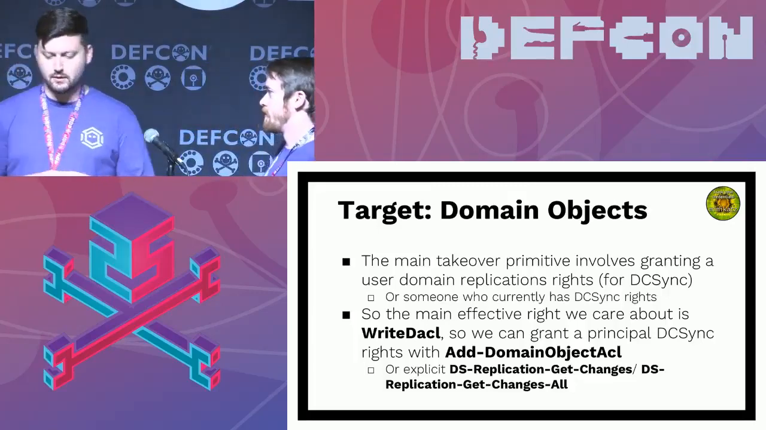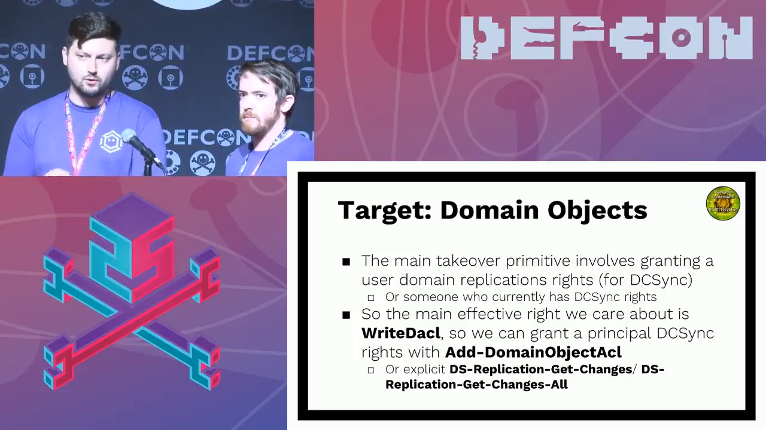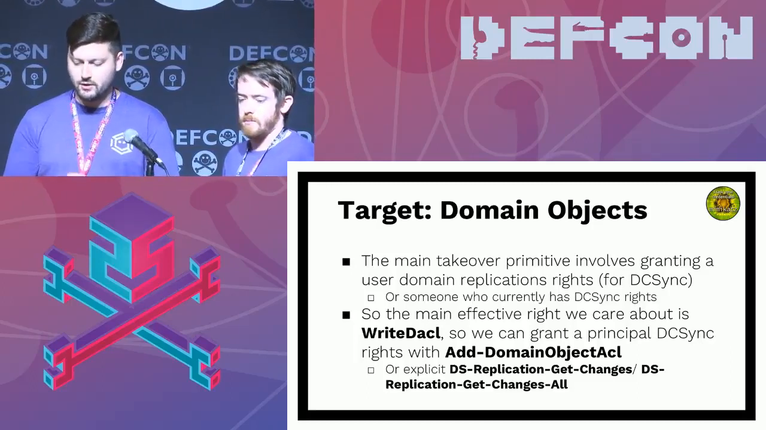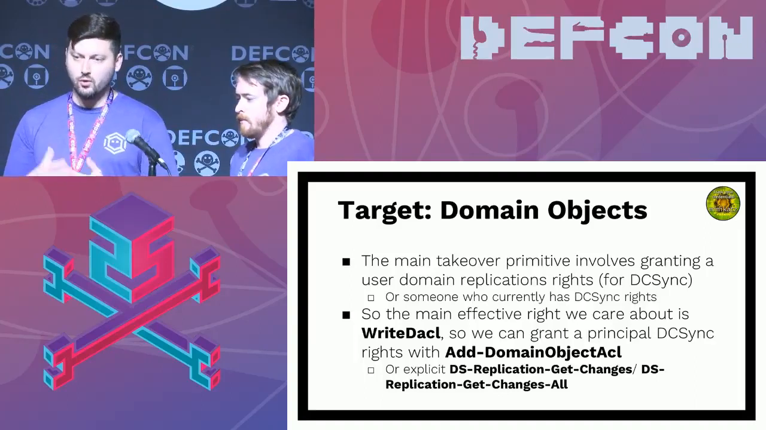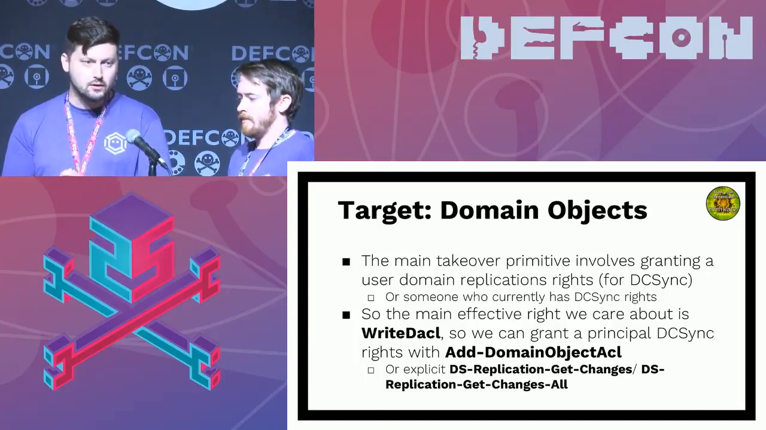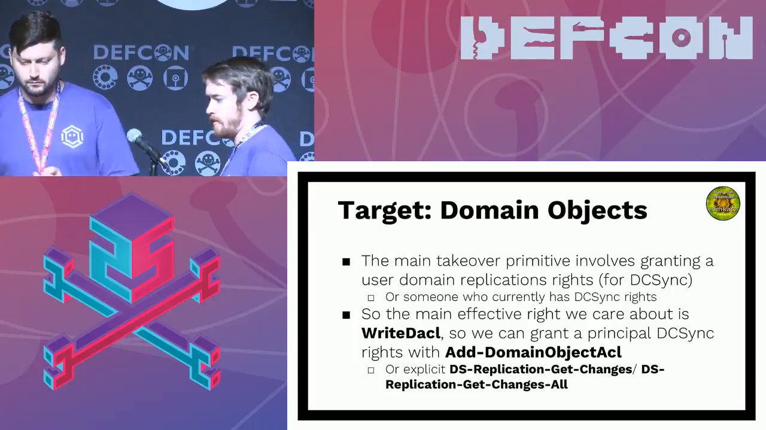The two explicit privileges that we actually need for this, we don't need full control of the domain object, are DS-Replication-Get-Changes and DS-Replication-Get-Changes-All. Then we can request NT hashes for any user, including the Kerberos TGT account, which is interesting, and we'll show you why later.